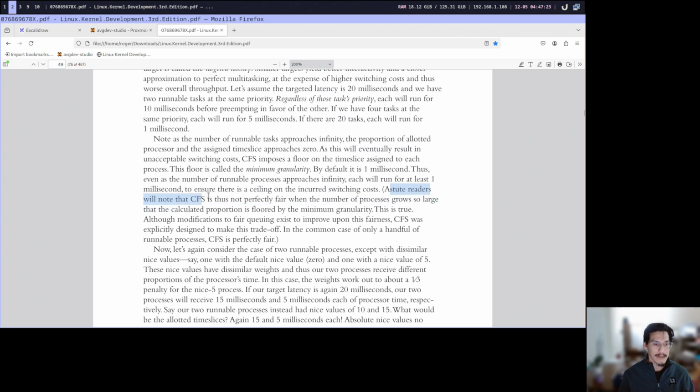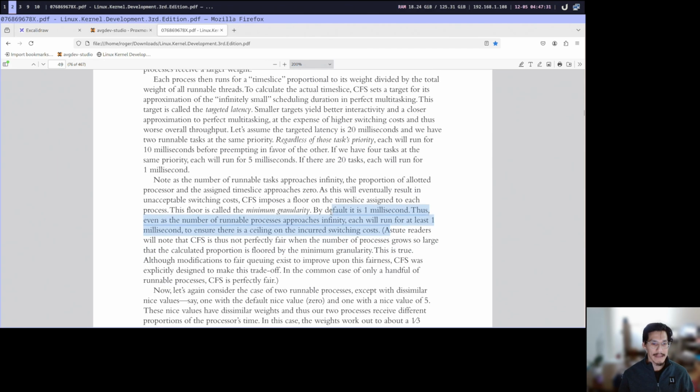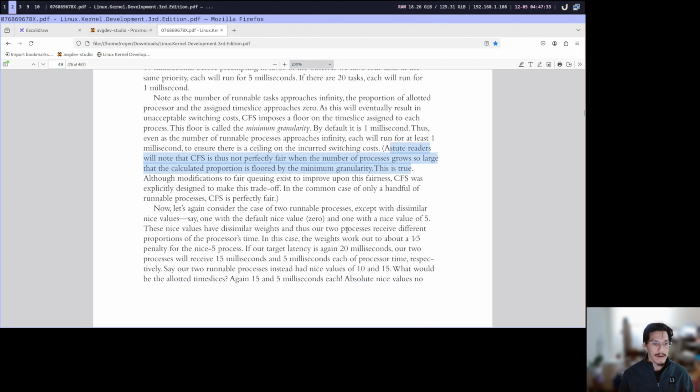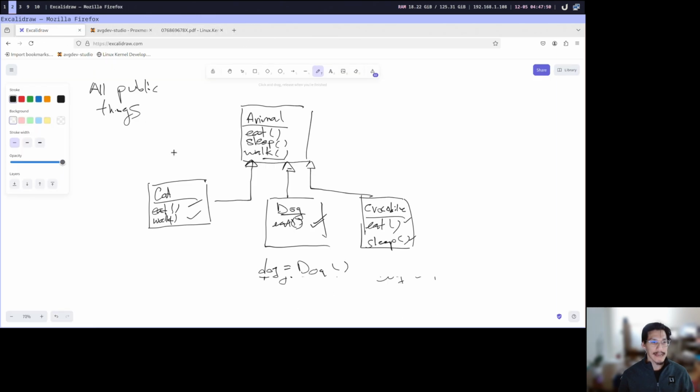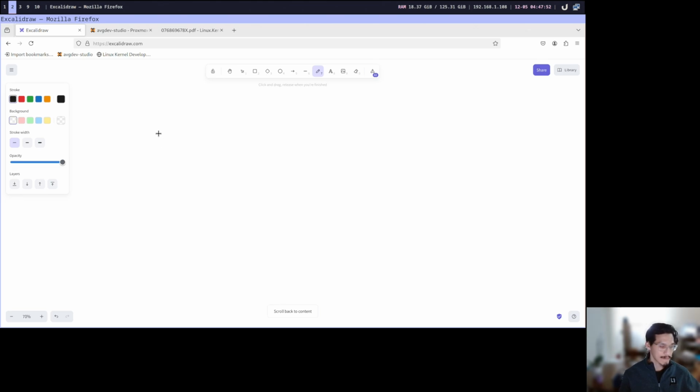Astute readers will note that CFS is thus not perfectly fair when the number of processes grows so large that the calculated proportion is floored by the minimum granularity. This is true, although modifications to fair queuing exist to improve upon this fairness. CFS was explicitly designed to make this trade-off. In the common case of only a handful of runnable processes, CFS is perfectly fair. Okay, so let's actually try to parse all that just now. So we have something called a targeted latency.